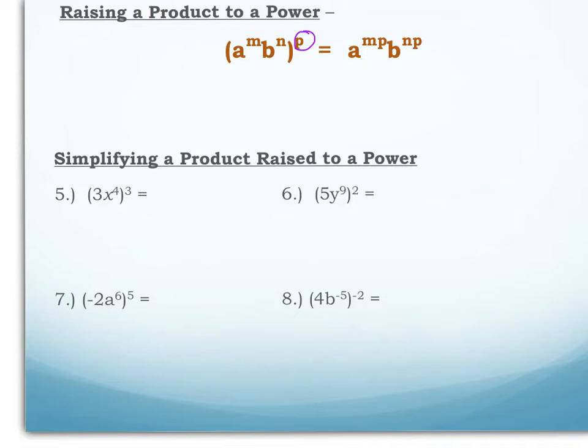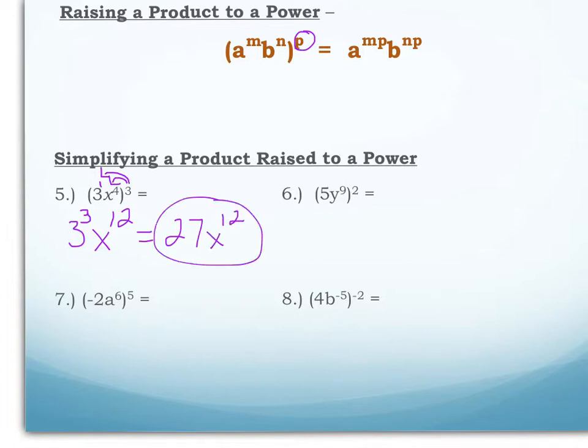In number 5, I have 3x to the fourth, all raised to the third power. Remember, the 3 inside parentheses has an exponent of 1. So I'm going to distribute my exponent of 3 to both of them. And remember, the shortcut is to multiply. So for the 3, 1 times 3 is 3. And then for x, I take 4 times 3 is 12, which gives 27x to the 12th.